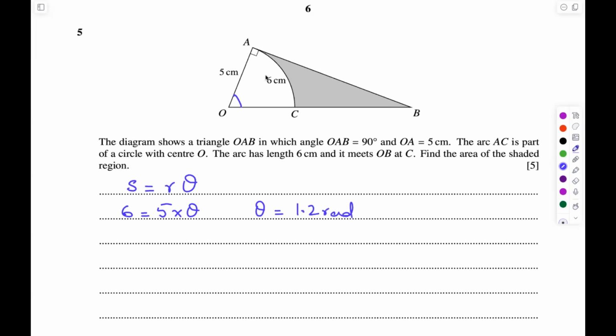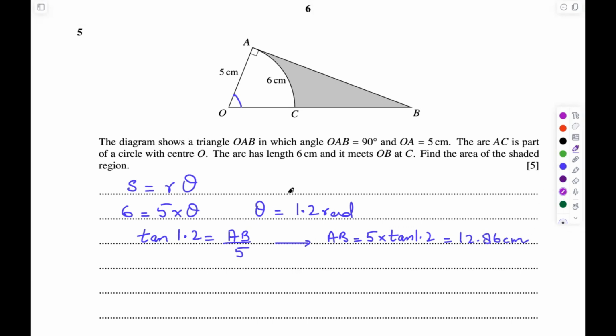Now to find the area of the triangle, first we can find this length AB and then apply half base into height. As AB is opposite to this angle AOC, we can write tan of 1.2 equals opposite, which is AB, upon 5. So AB will be equal to 5 multiplied by tan of 1.2. Substituting this in the calculator, the length of AB will be equal to 12.86 centimeters.